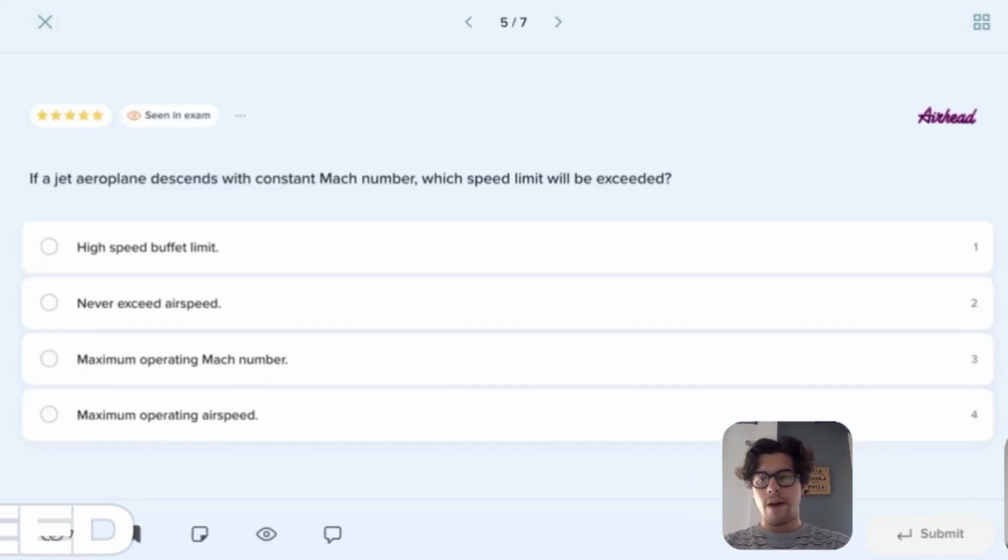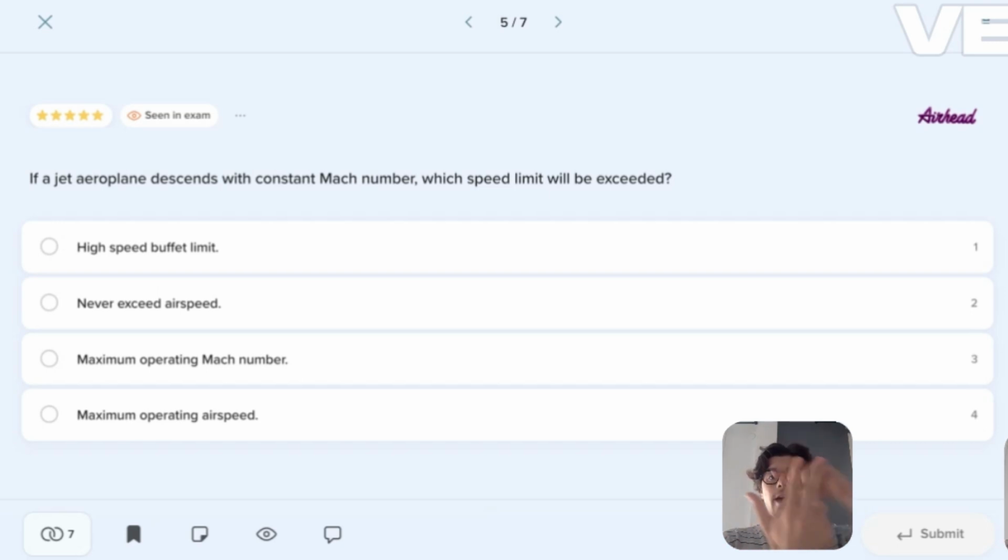Now, question number 5. If a jet airplane descends with constant Mach number, which speed limit will be exceeded? So, of course, we know, or you should know, the mnemonic chicken tikka masala, or eat chicken tikka masala, which refers to how the speeds correlate with altitude. So, if you have the three-finger rule, calibrated airspeed, true airspeed, and your Mach number, if your Mach number is constant and you're going down, that means both TAS and CAS will be increasing.